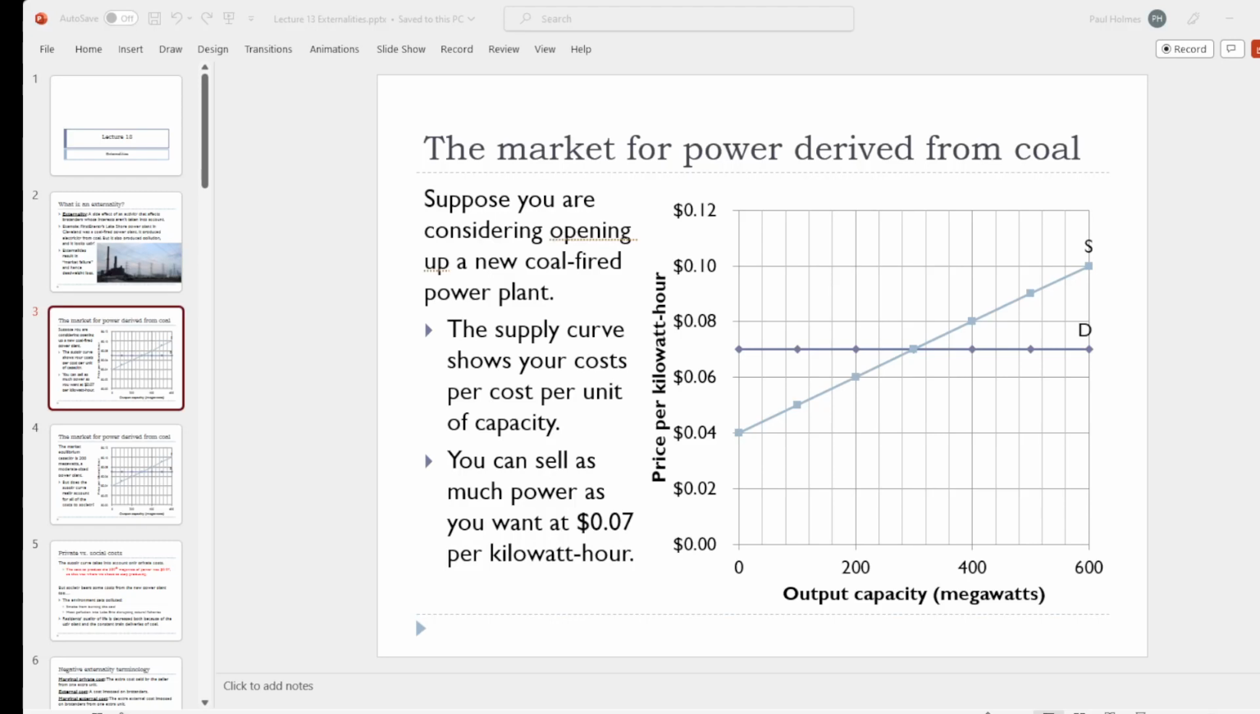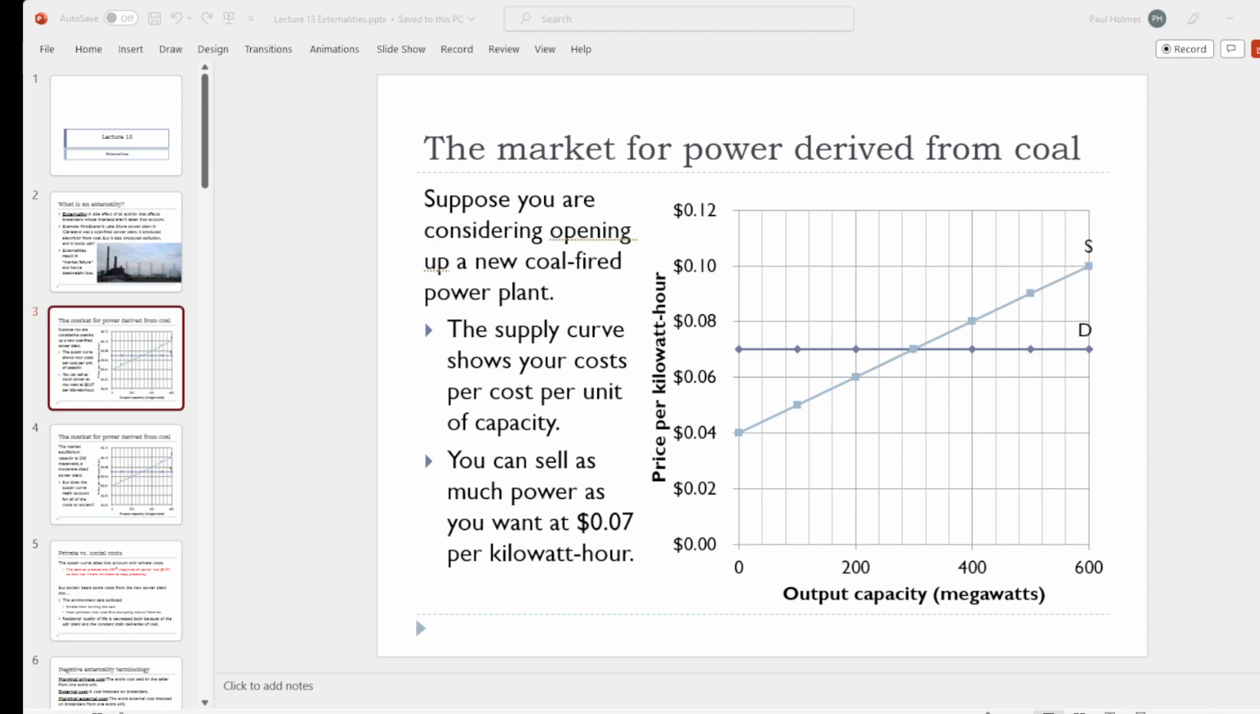Let's think about a particular decision that a coal-fired power plant owner might need to make. So let's say we haven't built this power plant yet. We're just about to build it, but we're trying to decide how big of a power plant to build. The bigger it is, the more costs we're going to face, at least the larger the costs per unit are going to be. So I've got this upward sloping supply curve here describing the costs of producing each incremental amount of power.